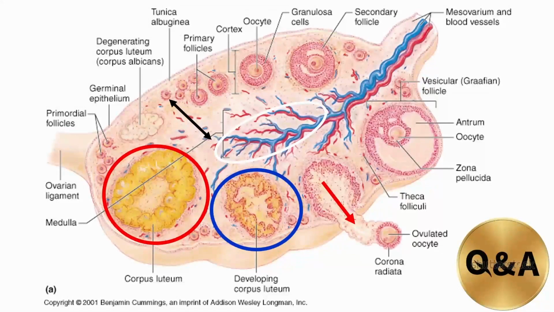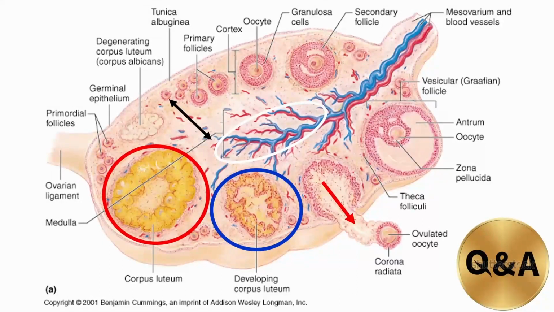If pregnancy is happening, this corpus luteum is going to stay active and secreting estrogen and progesterone, promoting pregnancy. If pregnancy or fertilization does not happen, there is going to be no need for these hormones, and no need for the granulosa cells, and no need for the corpus luteum. Therefore, it is going to atrophy.